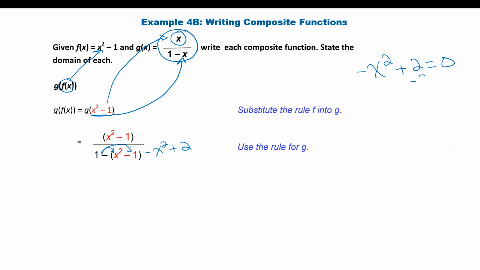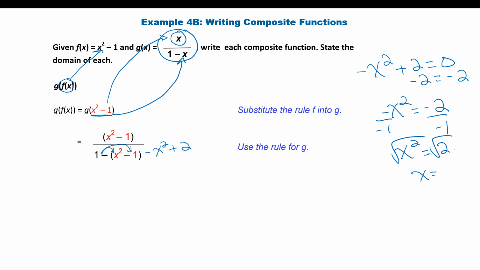So let's go ahead and subtract 2 from both sides, minus 2. So we have negative x squared equals negative 2. Divide both sides by negative 1. We end up with x squared equals 2. So x, we can take the square root of both sides. So x is going to equal plus or minus square root of 2.